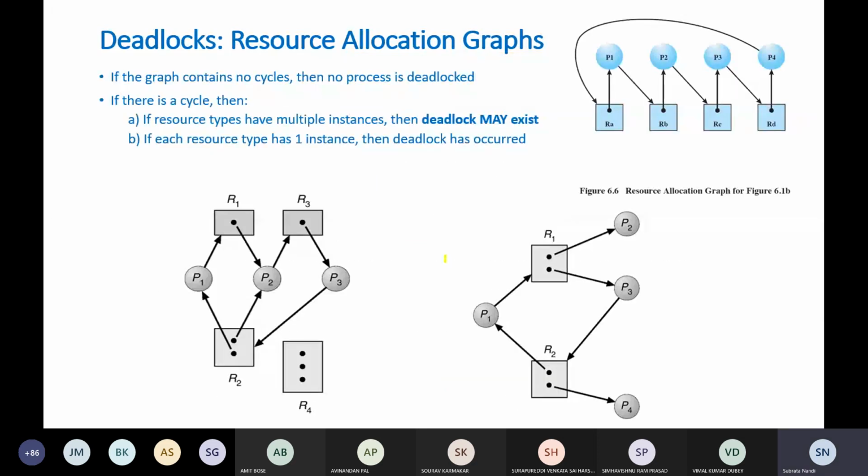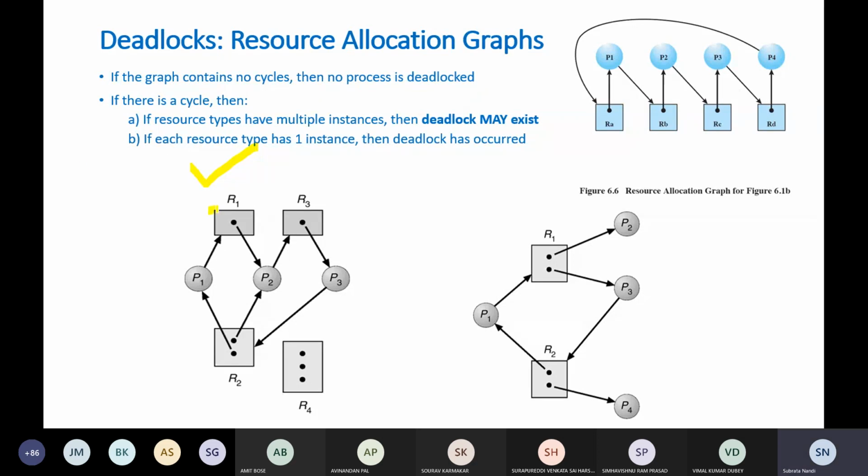Now, this is an example. These are 3 examples of resource allocation graphs. Now, can you say that all of these denote a deadlock situation? If I start with this one first, is it a deadlock situation here?